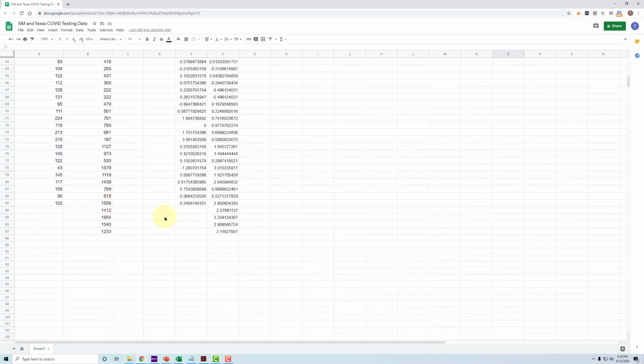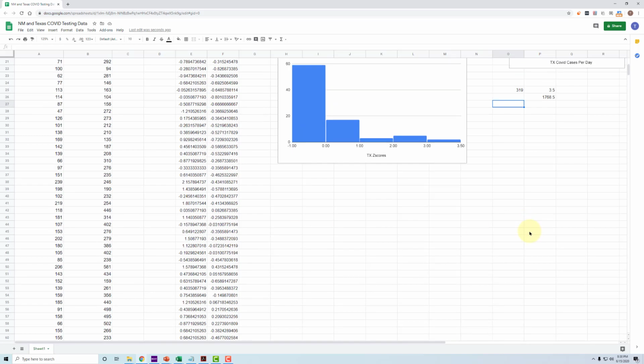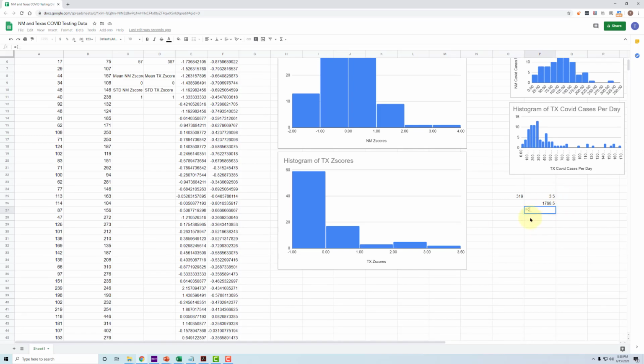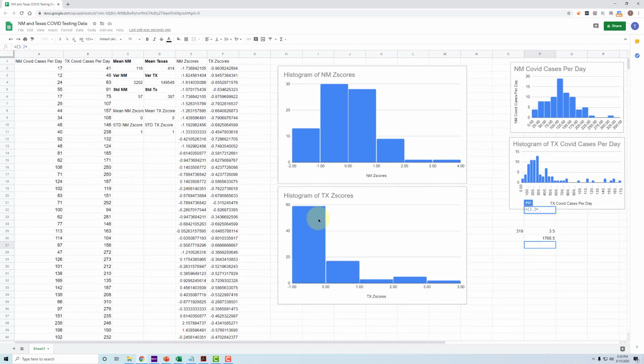So we take 1654, we see it's a z-score of 3.2, right? So we take our z-score of 3.2, we multiply it by the standard deviation of New Mexico, right, which was 57, and then we add the mean of New Mexico, 116, and that would be equivalent to 298 new cases, right? So at its peak so far, Texas had the equivalent of 298 new cases in New Mexico. So this is a really solid way of allowing us to directly compare distributions.